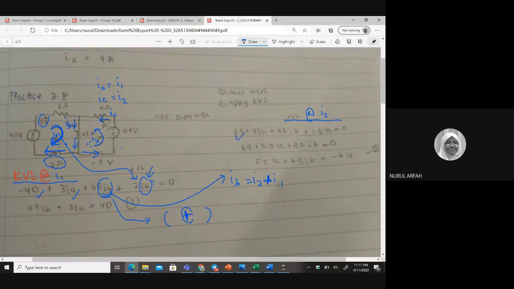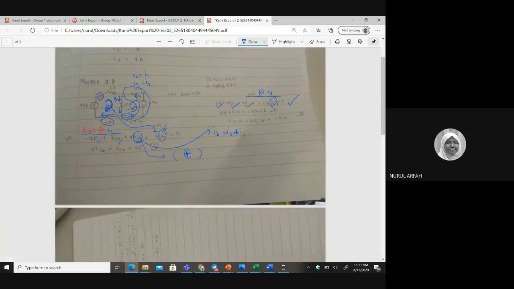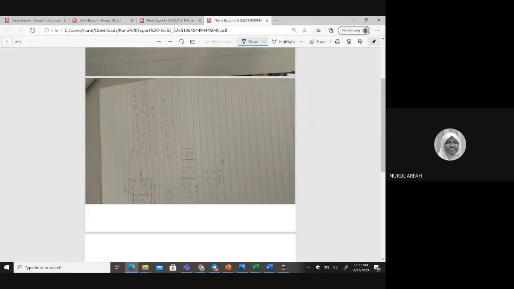This is 64. This is for IC. Okay, tak apa. This one 45 IB. Safe way to answer this. And 1.5 IC. Ini okay, correct. Because the same, this is series, right? This is all series. So it's supposed to be IC current. So this is correct. Okay, tak apa. Next.